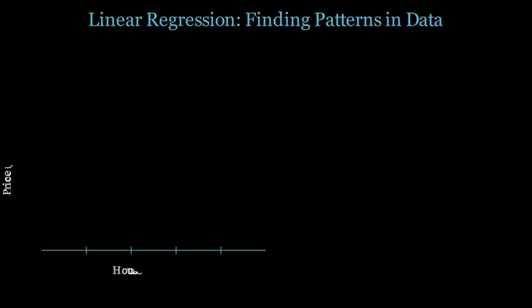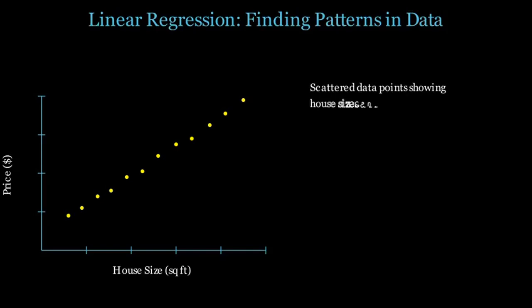Let's take a simple example. House sizes and their prices. We have data showing different sized houses and what they sold for. The points are scattered, but there seems to be a trend. Larger houses generally cost more. How do we find the relationship between house size and price?